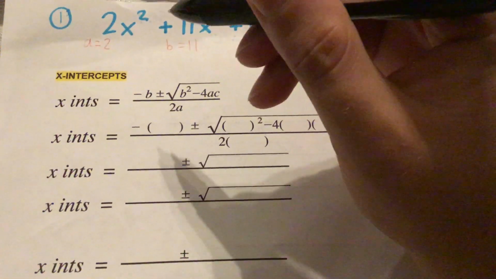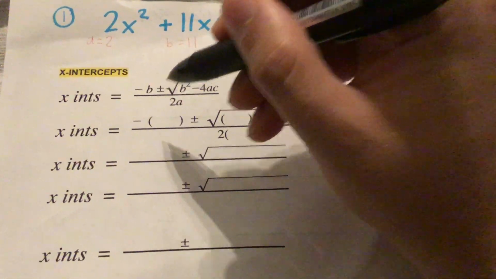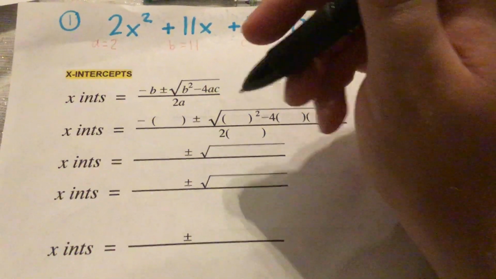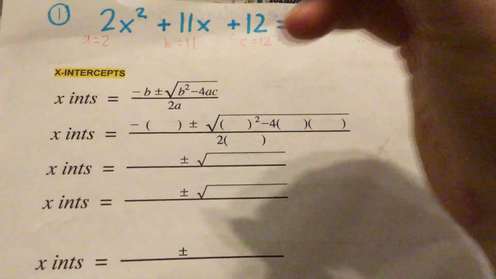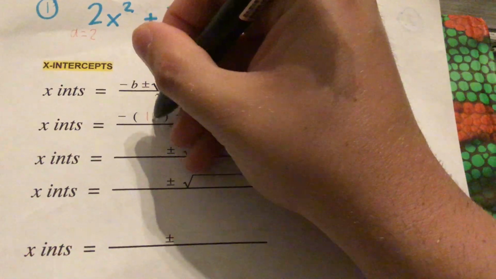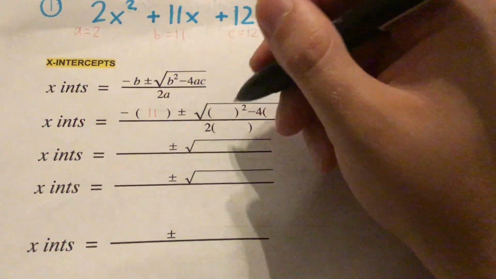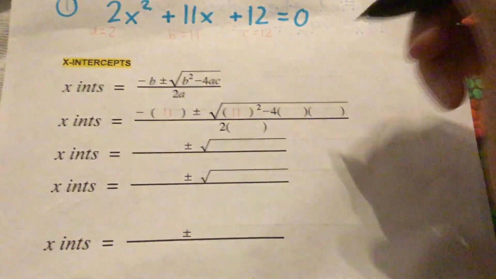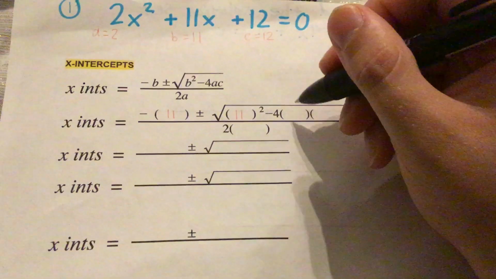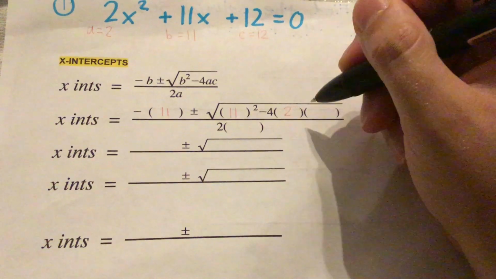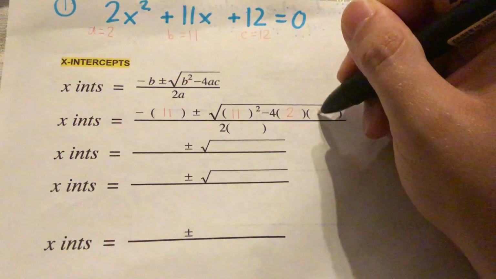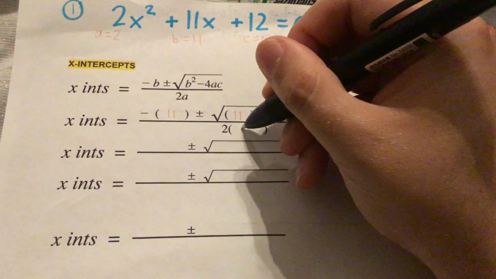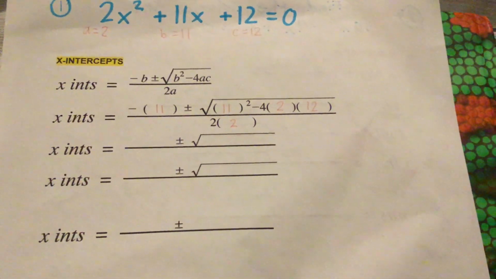In this case, we're going to solve by plugging in negative b plus or minus the square root of b squared minus 4ac, all that over 2a. So in this problem, the b is 11, plus or minus the square root of b, which is 11 squared, minus 4 times a, in this case 2, times c, which is 12. All that over 2 times a, the a itself is 2. So now let's clean this up.